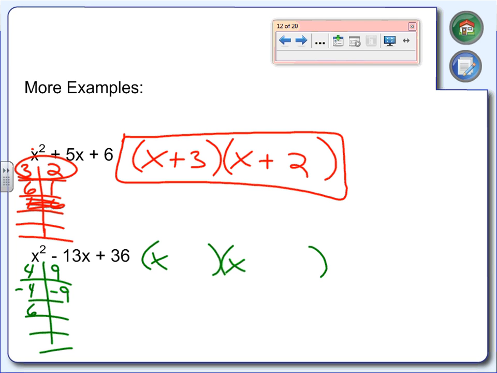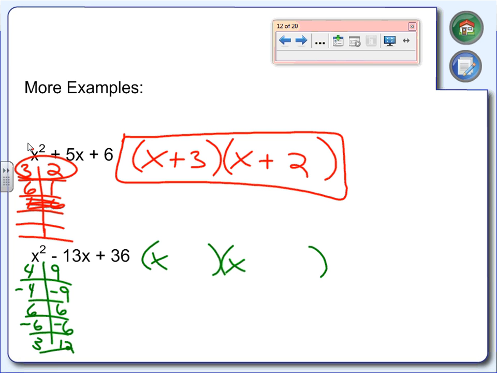6 times 6, which means we could also use what? Negative 6 times negative 6. What's that? 3 times 12. So these are a few of them. They're not all of them, but there are a few of them. Let's check these, and let's see if any of them are going to add up to a negative 13.